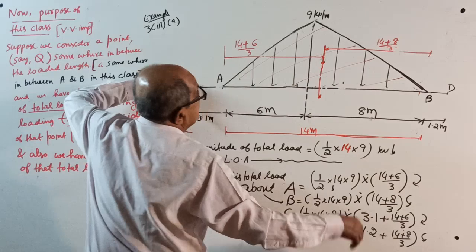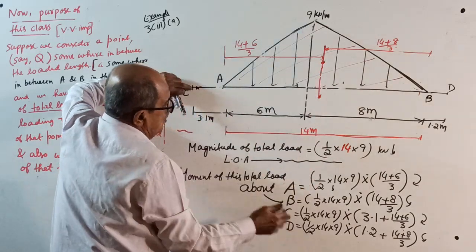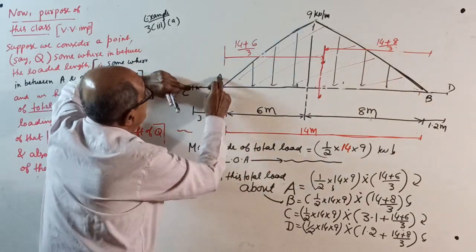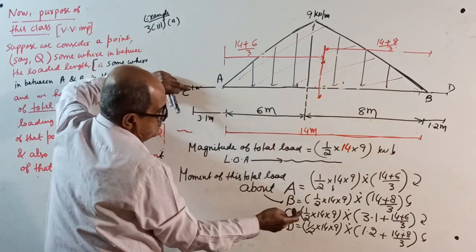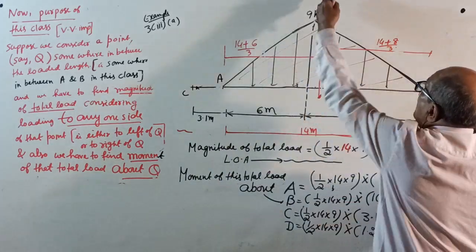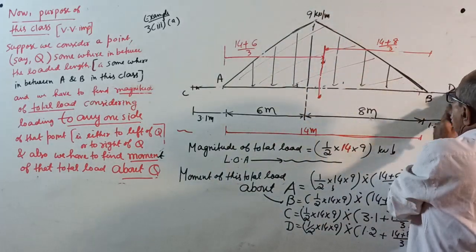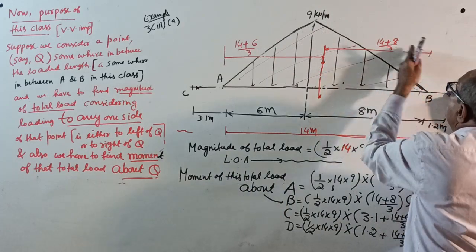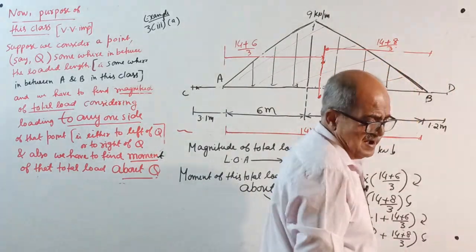Moment about C. Same total load into 3.1 plus 14 plus 6 by 3, clockwise. Moment about D. Same total load into 1.2 plus 14 plus 8 by 3, anti-clockwise.